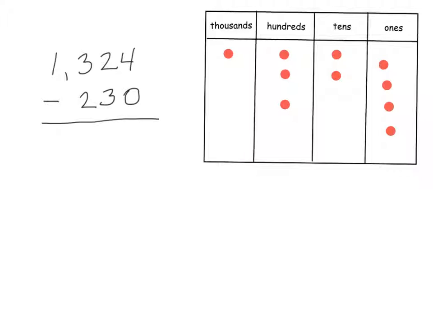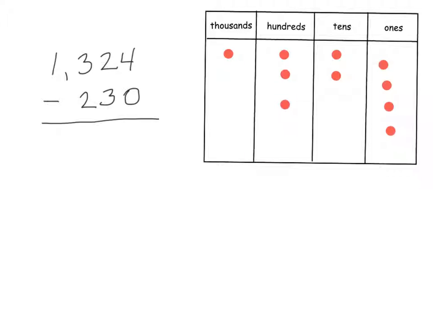If I want to subtract 230, let's start with the ones position again. I notice that I have 4 ones, and I'm subtracting 0 ones. So I really don't have to do anything there. Let's check out the tens. In my tens position, I've got 2 tens, which is 20, which I can count here, 10, 20.